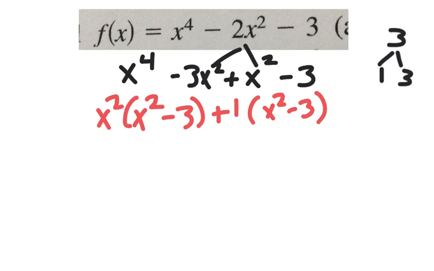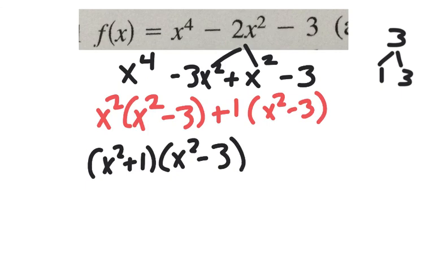So grouping works because the parentheses match. So I have what's in front of the parentheses times what's inside the parentheses. Then I have to check, can I factor either one of these? I cannot. So this is the factored form.